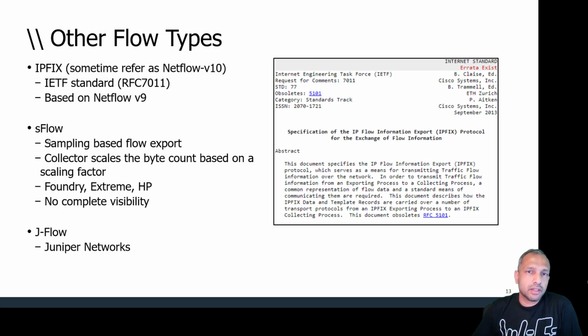Certain vendors like Foundry, Extreme, and HP started supporting sFlow. Another type of flow technology is called J-Flow. This was introduced by Juniper Networks, because Cisco introduced NetFlow and Juniper introduced their own flow method called J-Flow. So you may encounter these different flow monitoring technologies, but in this digital course our primary focus is NetFlow, because NetFlow was introduced by Cisco and most of the devices we use in this course are Cisco devices.